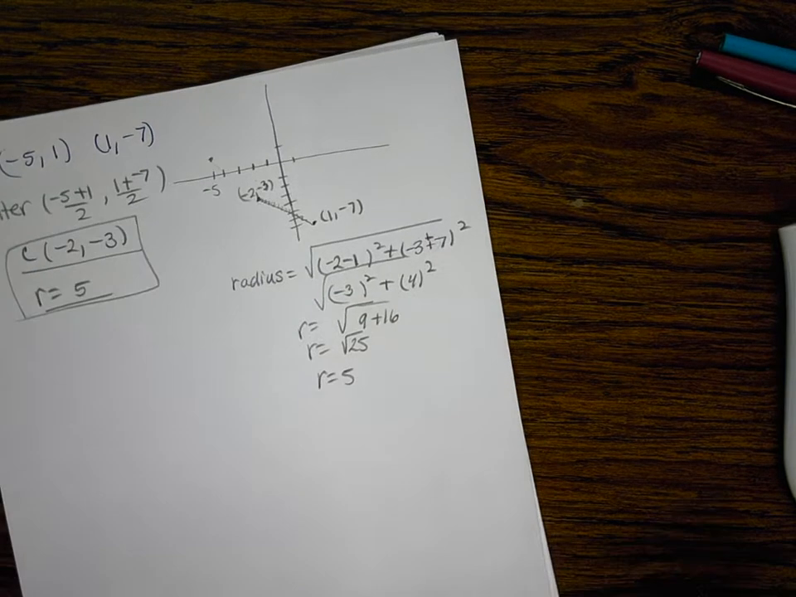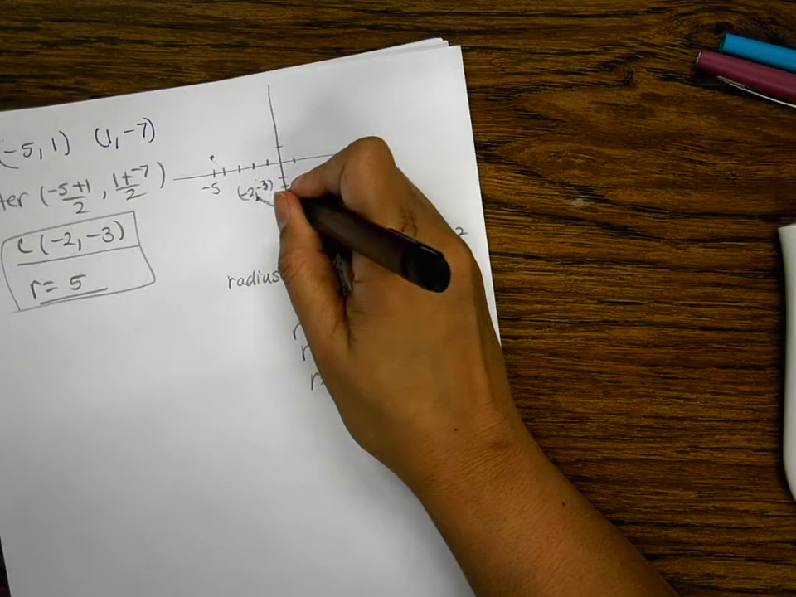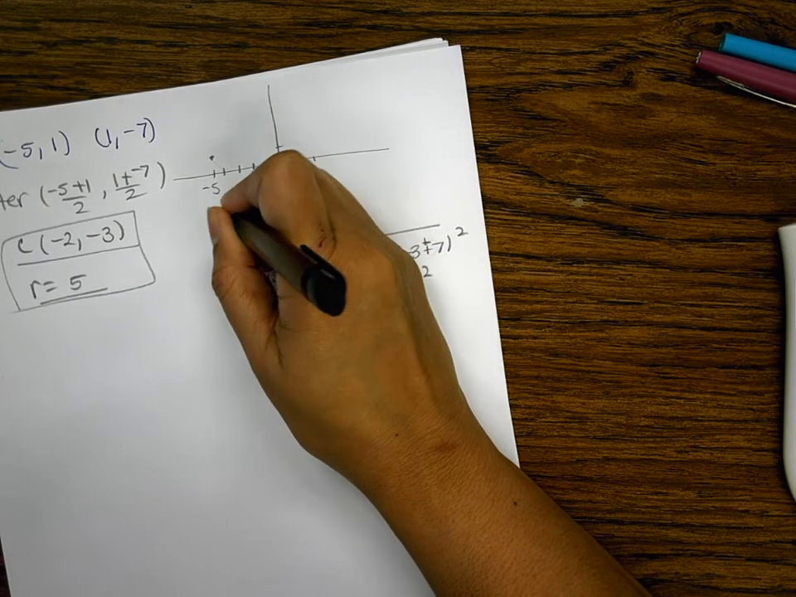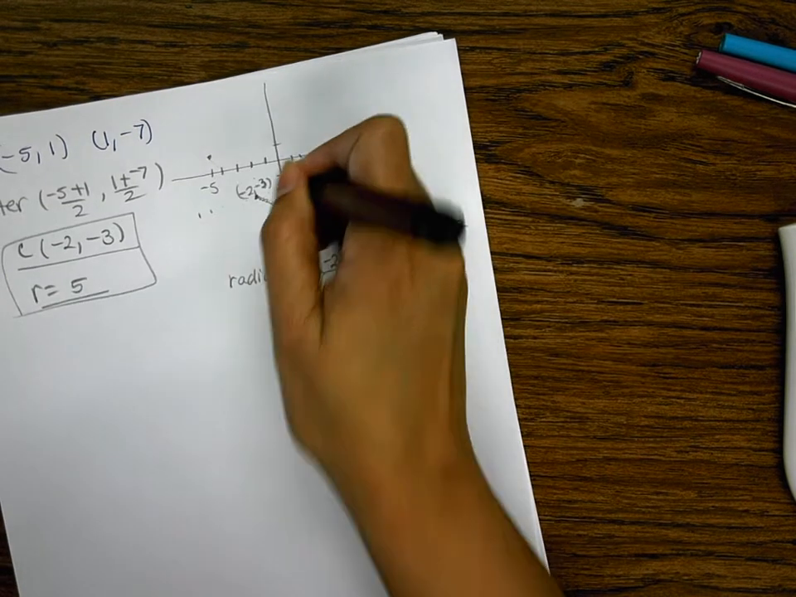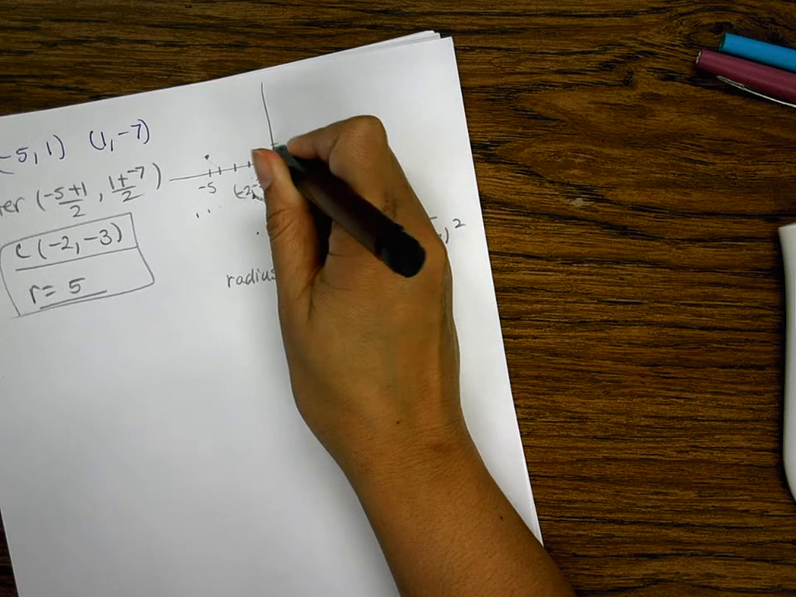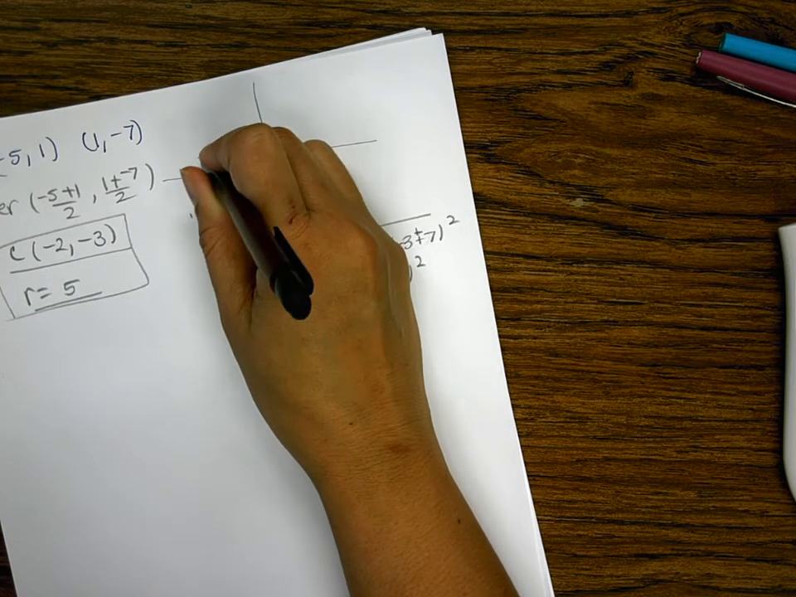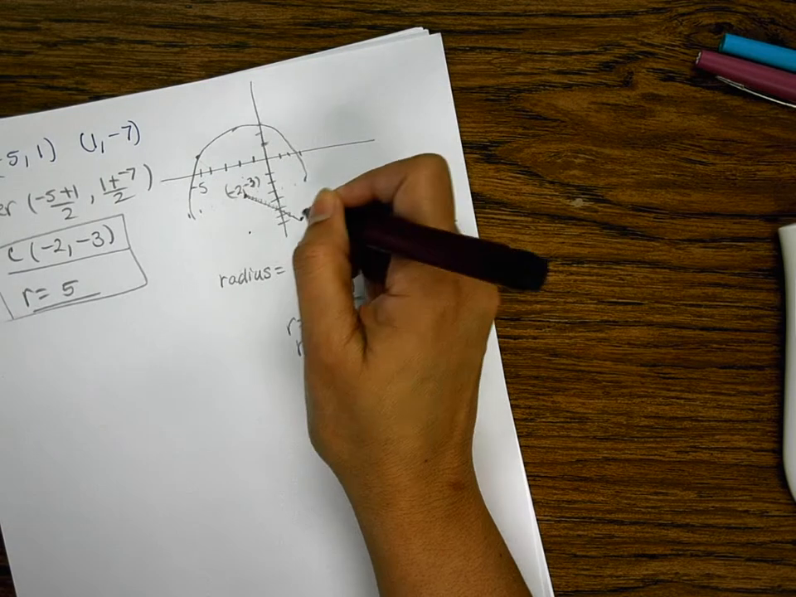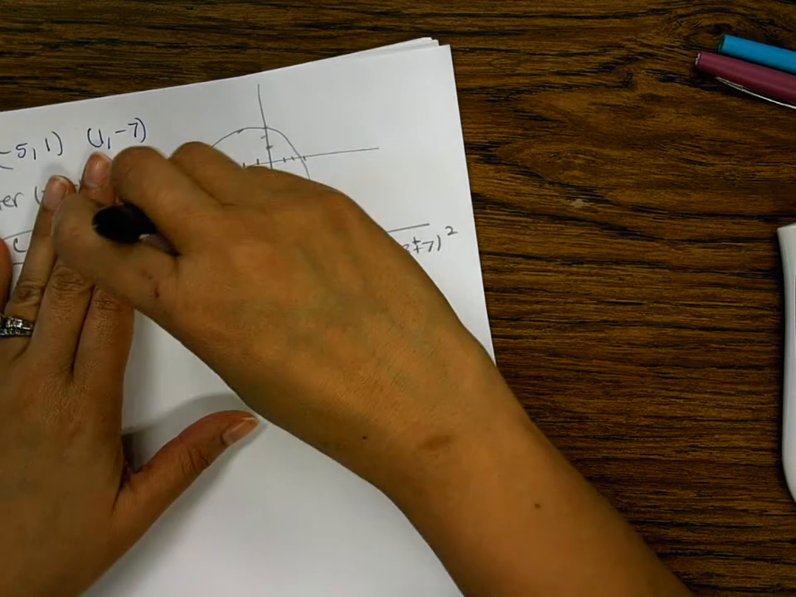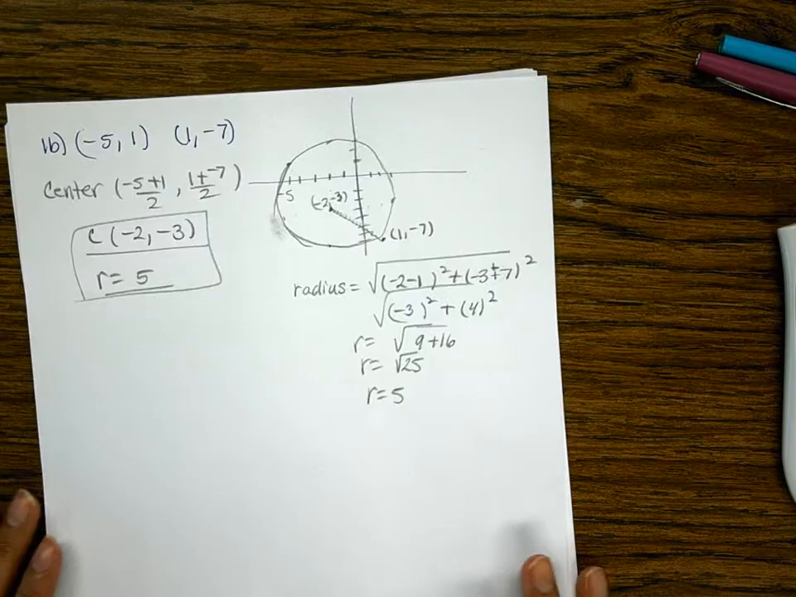All right, those are my characteristics. They do want me to graph. 1, 2, 3, 4, 5. 1, 2, 3, 4, 5. 1, 2, 3, 4, 5. 1, 2, 3, 4, 5. And come around, make your circle. Yeah. That doesn't look very circle-ish, but you get the point. Okay, and there is our circle.